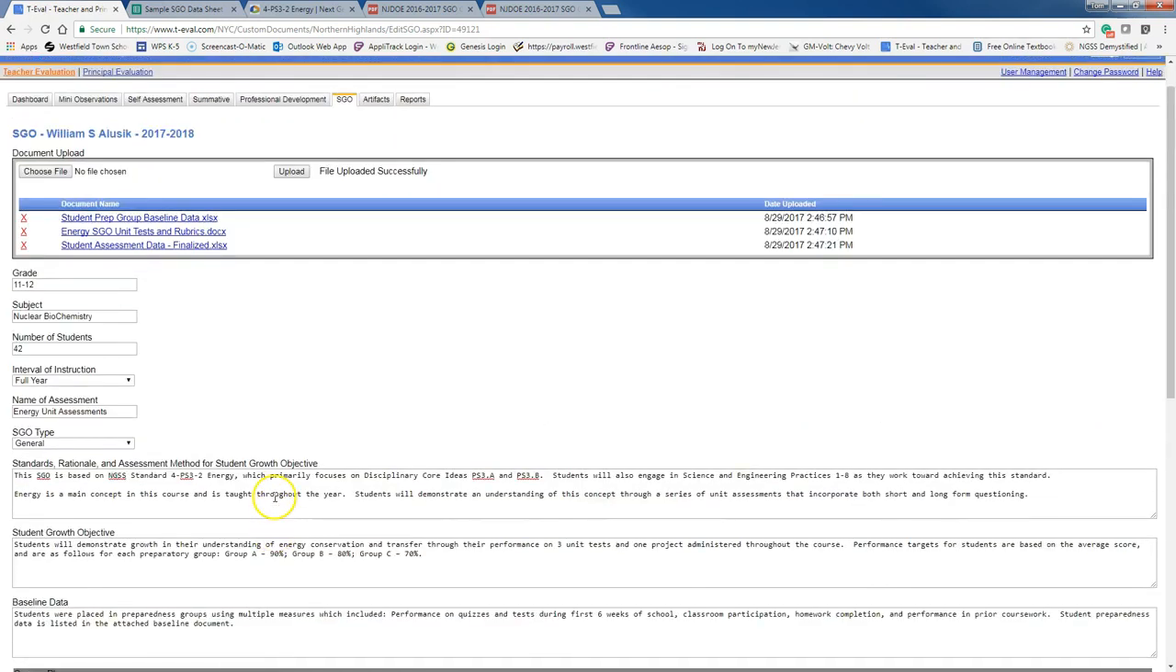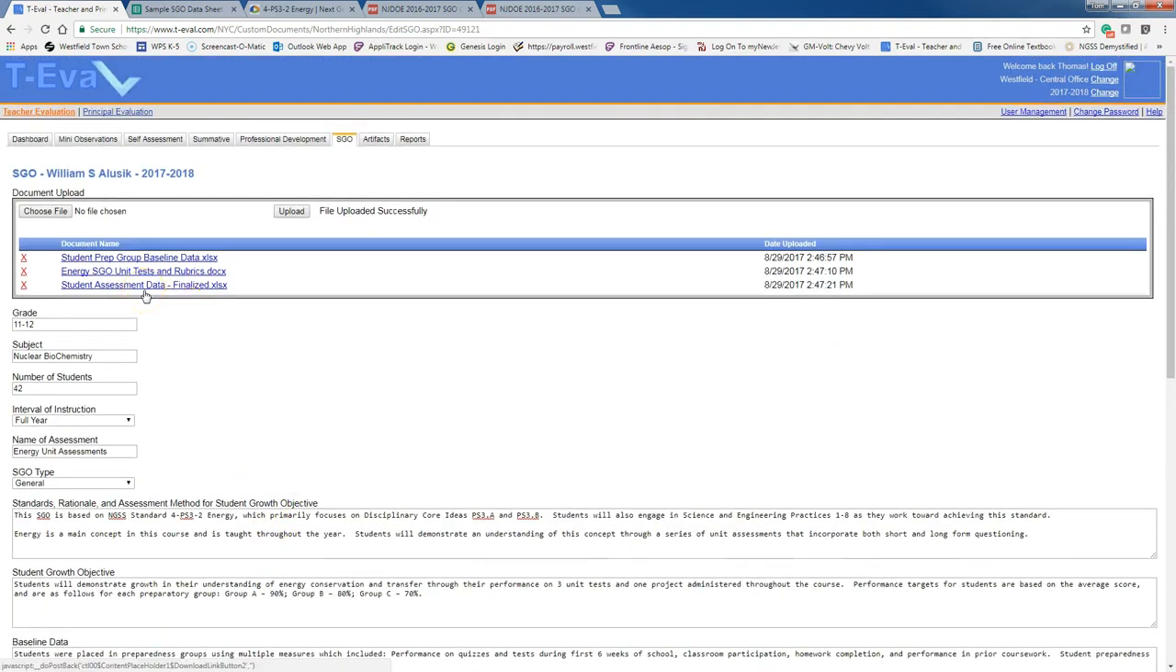And lastly, I just want to show you some of the files that you'll be required to upload in order to complete your SGO. Initially, when you first turn it in, the only thing that we're looking for is going to be the baseline data. This is where you'll have the student names and the indication of how you put them into each preparedness group. If you have your assessment tools ready to go, you can upload at that point, but we realize that you may be defining and refining some of those at the point at which you'll be submitting your SGO, so you can always upload those later.